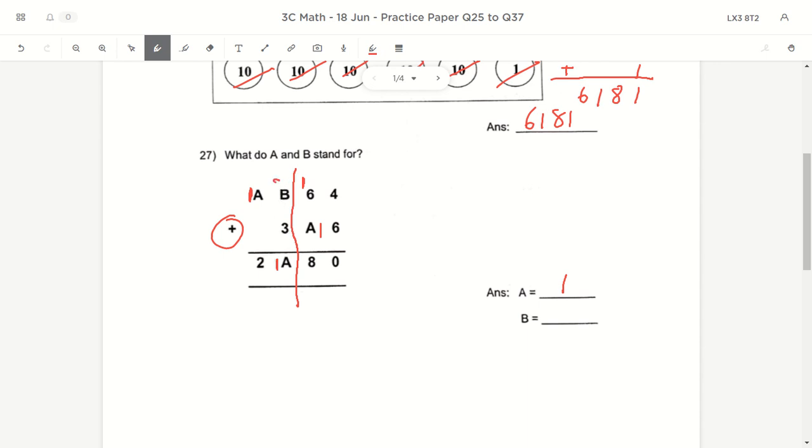It is 8. Okay, so B is actually 8. Then we check 8 plus 3 gives you 11, and then we'll be regrouping 1 again. 1 plus 1 gives you 2, which is correct. So the answer is 8 for B. So B is slightly more difficult, but it can still be done.